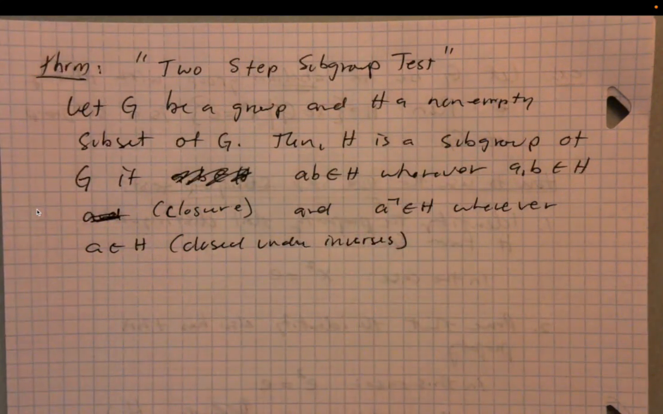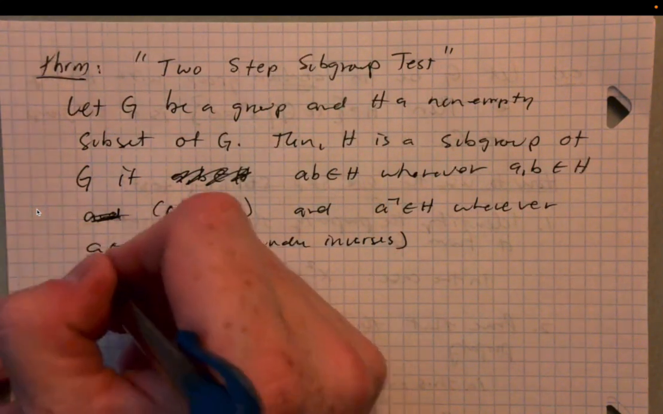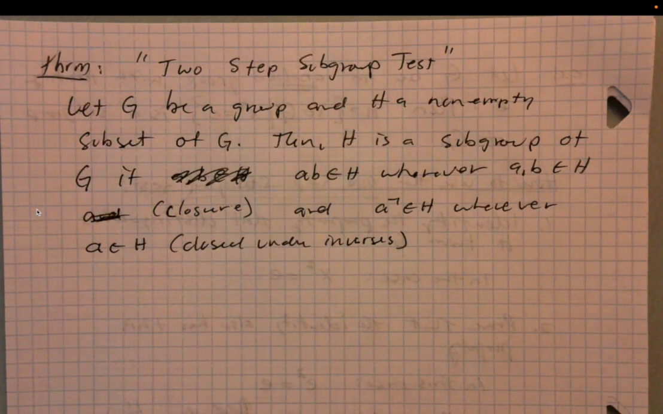So the first one is proper closure, right? If I have two elements in the subset, if their product is in the subset, then I have closure. The second one says that if an element is in the subset, then its inverse must be as well. So that's closed under inverses, meaning if you get A, you automatically get its inverse. So there's two things to show there, closure and closure under inverses.